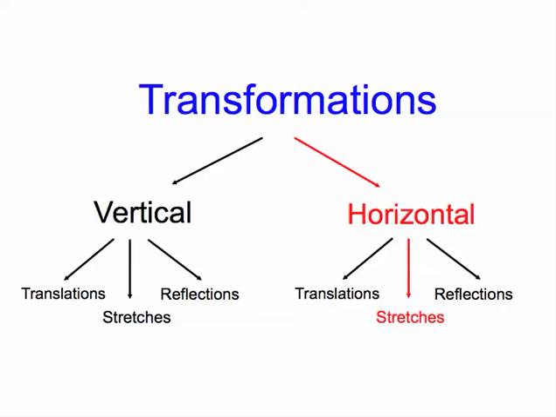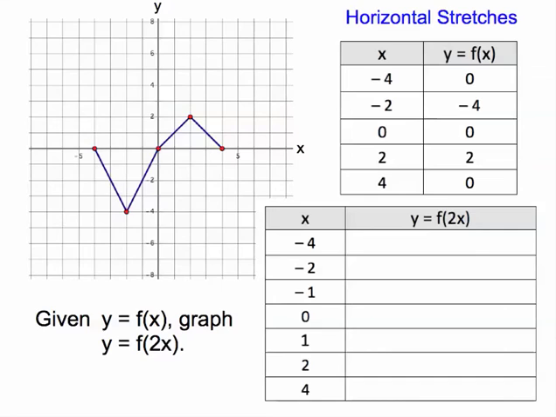Okay, we're going to continue looking at transformations by looking at horizontal stretches. Again, we've got the same parent function, y is equal to f of x, as defined in the graph and in the table of values that goes with it. And now, given y is equal to f of x, we're asked to graph y is equal to f of 2x. So again, just as before, we have to change the input value before we put it into the function. So we're replacing x with 2x.